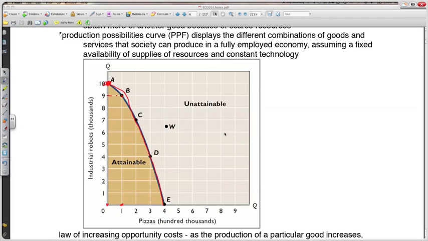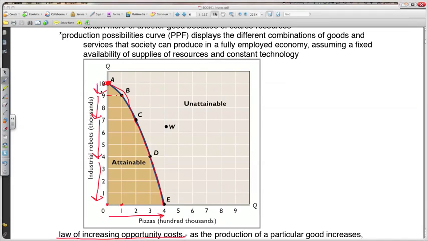That's showing the law of increasing opportunity cost. We can kind of see down here. We'll have to scroll down a little bit in a minute. But as the production of pizzas increases, the industrial robots first decrease by 1, then decrease by 2, then decrease by 3, and then eventually decrease by an entire 4.